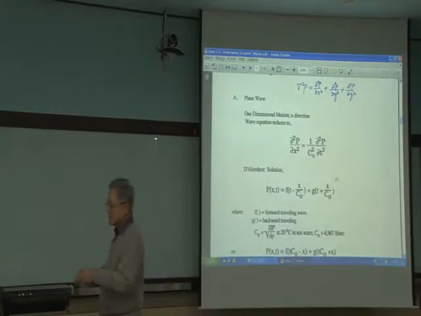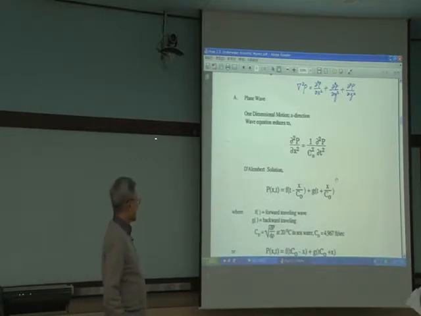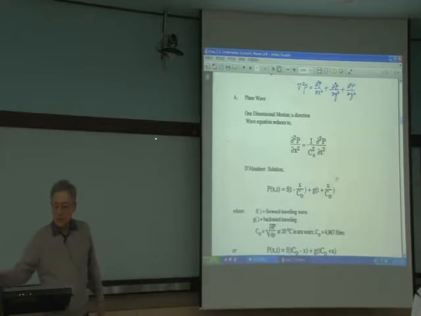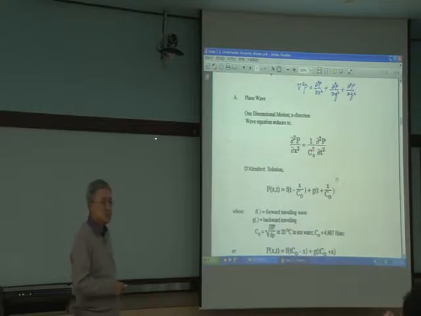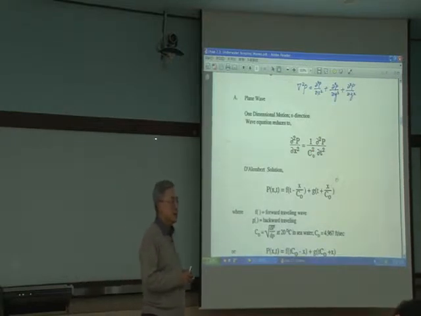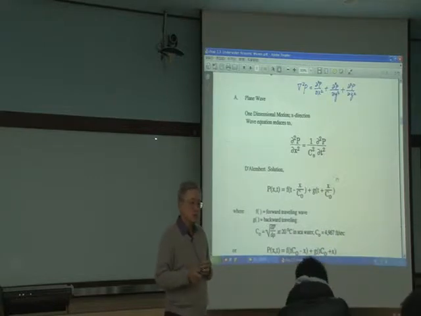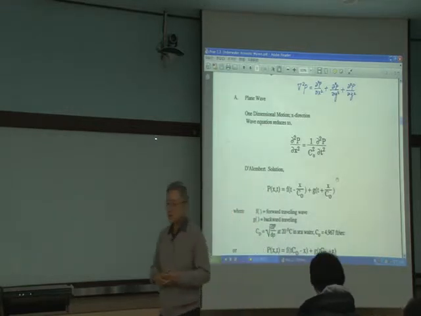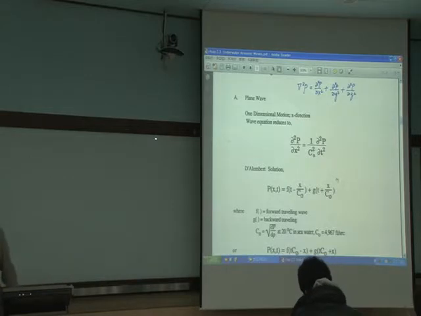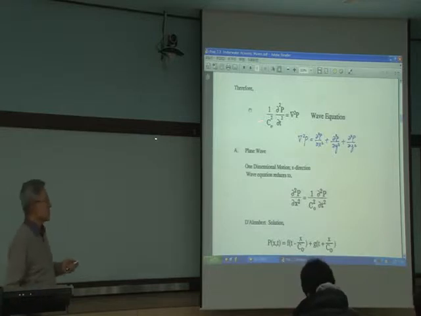Okay, so now we have to solve a wave equation. So which is what this equation is. This is a one-dimensional wave equation, and a general wave equation. I don't suspect you saw the wave equation, right? Yes or no? This is a general wave equation here.